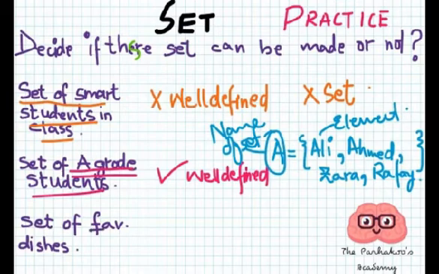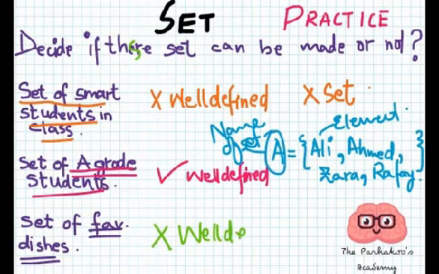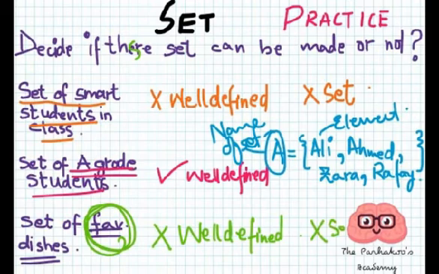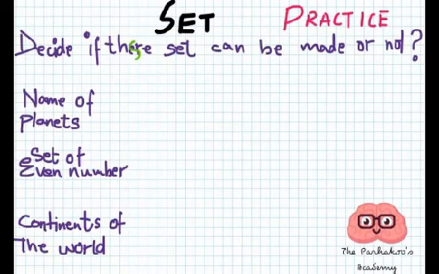The set of favorite dishes. Favorite dishes would be different for you, and it will be different for me. So it's not well defined. It is something very abstract, and when it comes to abstract ideas or abstract things, we cannot generate a set for such things. Okay, so no set is possible. Let's see some more examples.